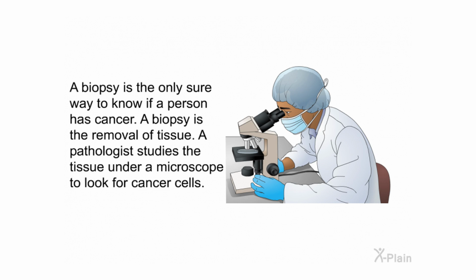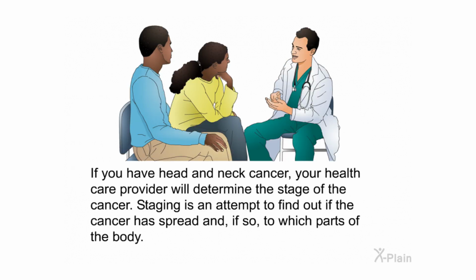A biopsy is the only sure way to know if a person has cancer. A biopsy is the removal of tissue. A pathologist studies the tissue under a microscope to look for cancer cells. If you have head and neck cancer, your healthcare provider will determine the stage of the cancer. Staging is an attempt to find out if the cancer is spread, and if so, to which parts of the body.